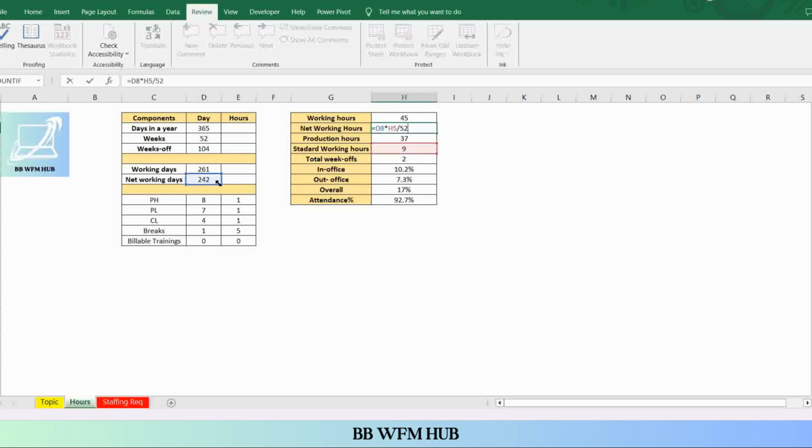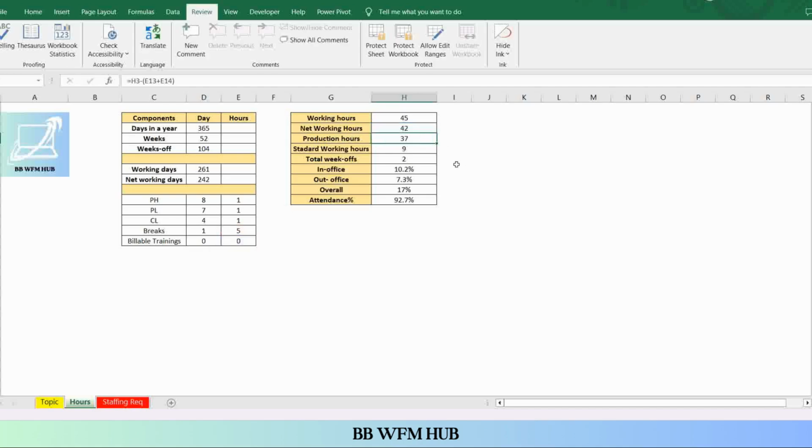And the same goes here with net working hours. Here we have net working days, and we are multiplying net working days with standard working hours to get the total net working hours in a year, and then dividing it by 52 to get it for a week. Production hours is nothing but net working hours minus my breaks and any other billable trainings or any other in-office planned shrinkage that we have.